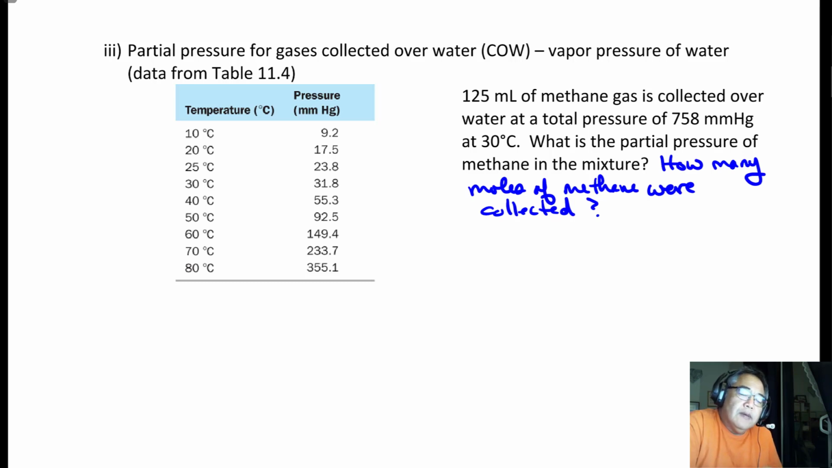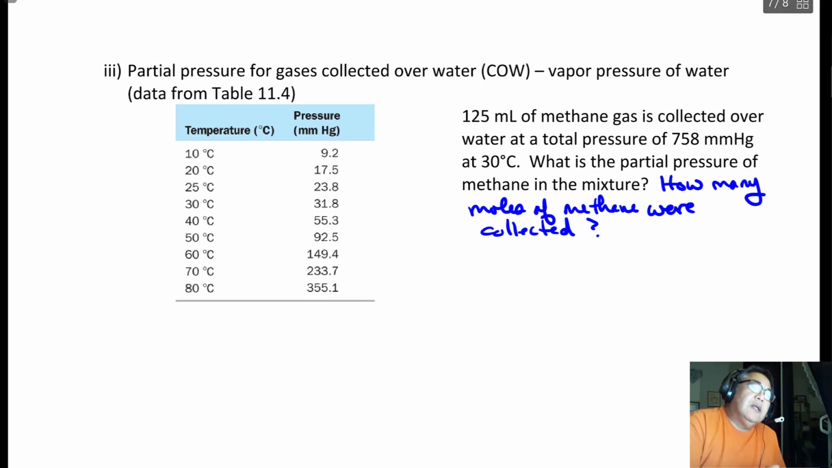So here's another kind of problem that you'll run across in a lab that we'll probably do this week, but we may end up doing it next week. In that problem, what you do is you collect a gas over water. So what does it mean to collect a gas over water? Imagine you have a bottle like this, and you're going to use a long tube actually.